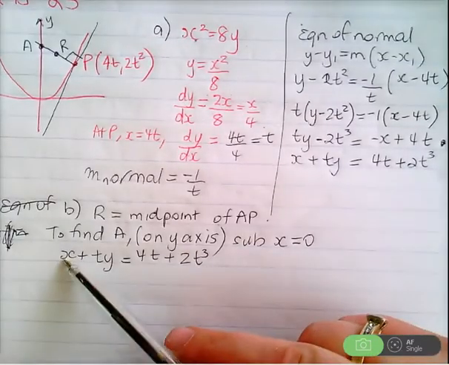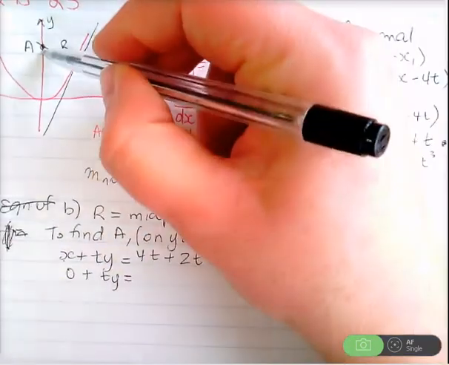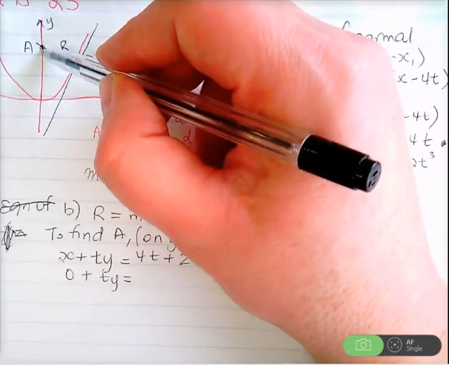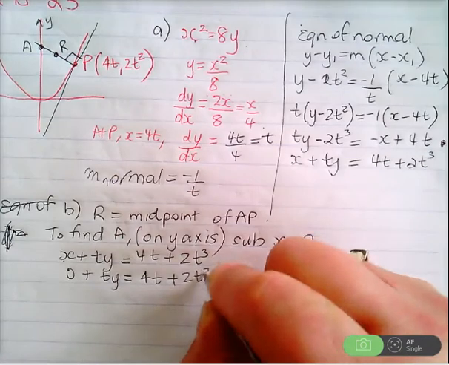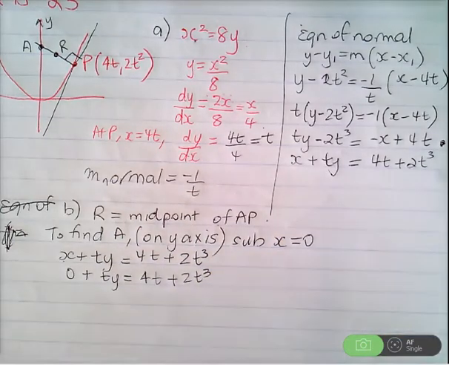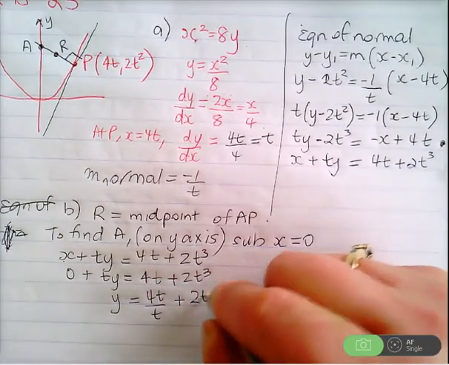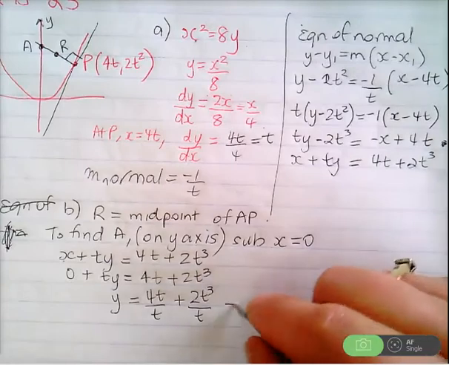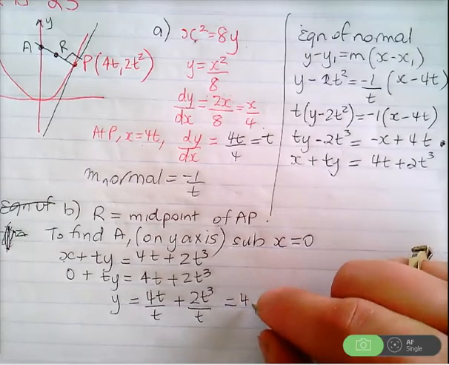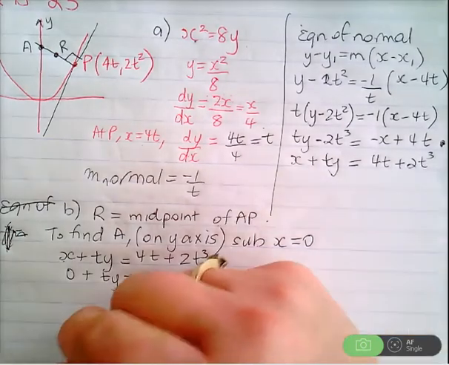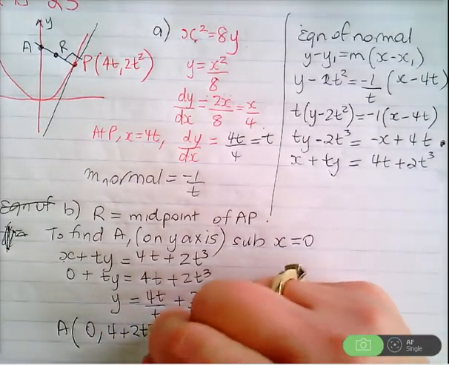If you substitute in x is 0, A has a y value: x is 0, y is something. So what do you think you need to do with this? You need to work out what y is. How are you going to do that? Divide by t, so it's 4t over t plus 2t cubed on t. So y is 4t on t, 4, plus 2t squared. Therefore A has coordinates (0, 4 plus 2t squared).